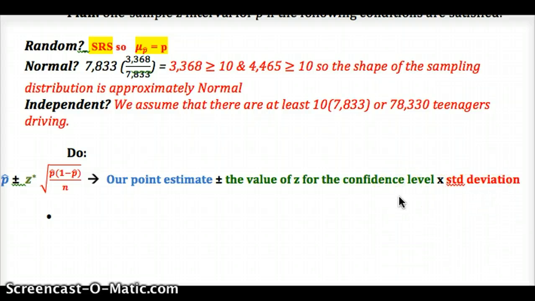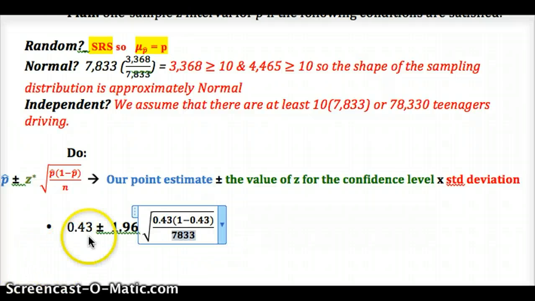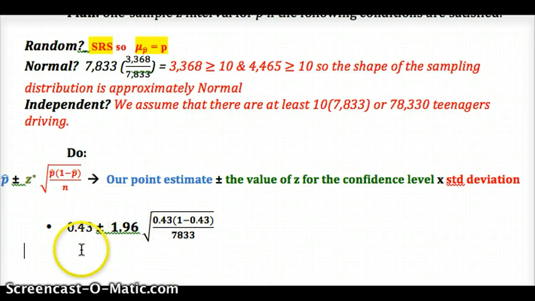Try pausing and doing the rest of this problem yourself. So 43% or 0.43 is our point estimate. 1.96 is for 95% confidence. And then here's our standard deviation: the square root of p hat times 1 minus p hat over the sample size. Now, this portion is called our standard error. This is our critical value. This is our point estimate. Together, this whole portion is the margin of error.